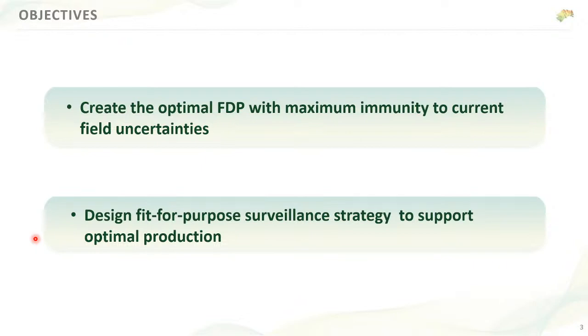So there are two objectives that we have. The first one is to create the optimal FDP, which has a maximum immunity to the current field uncertainties. And secondly, we also want to design a fit for purpose surveillance strategy to support the optimal production. Because when I go on further, you'll see that the software is also able to simulate the field sensors and the results of the field sensors. So that is also something that can be done.